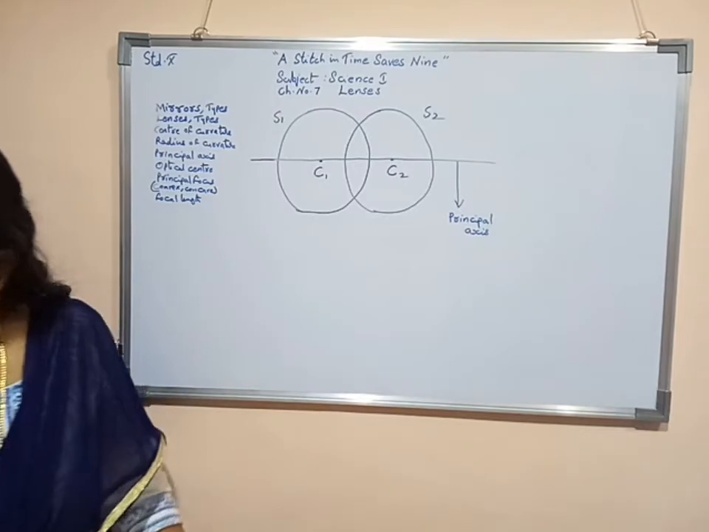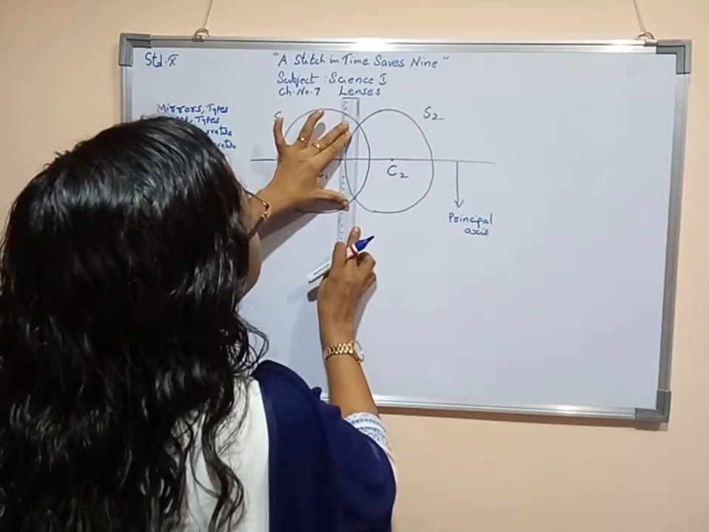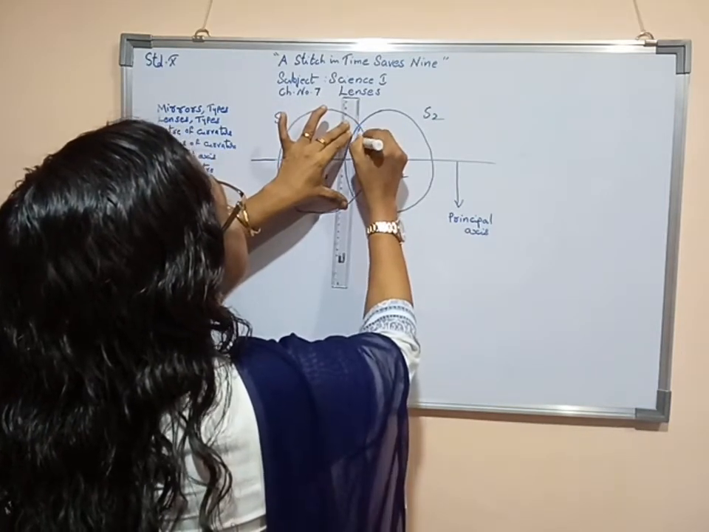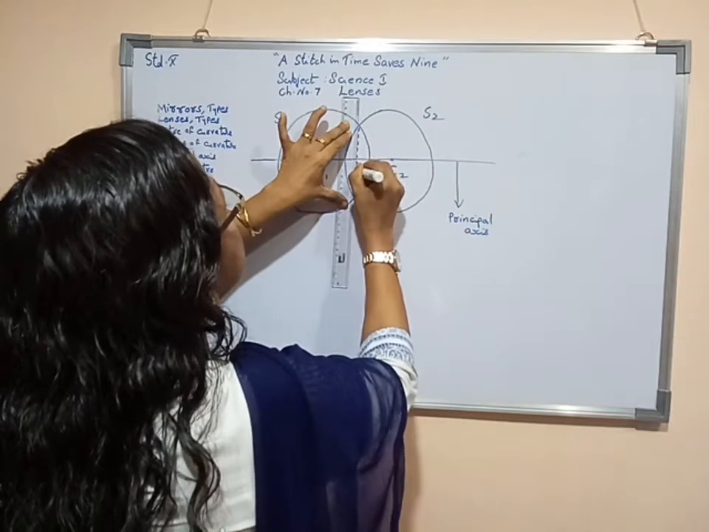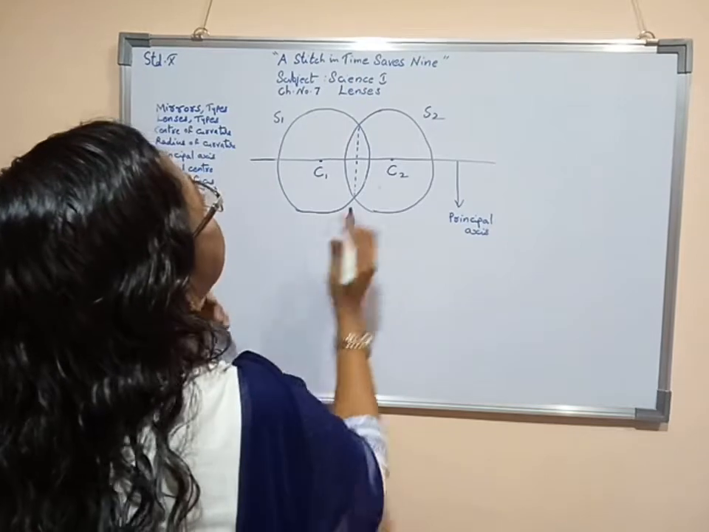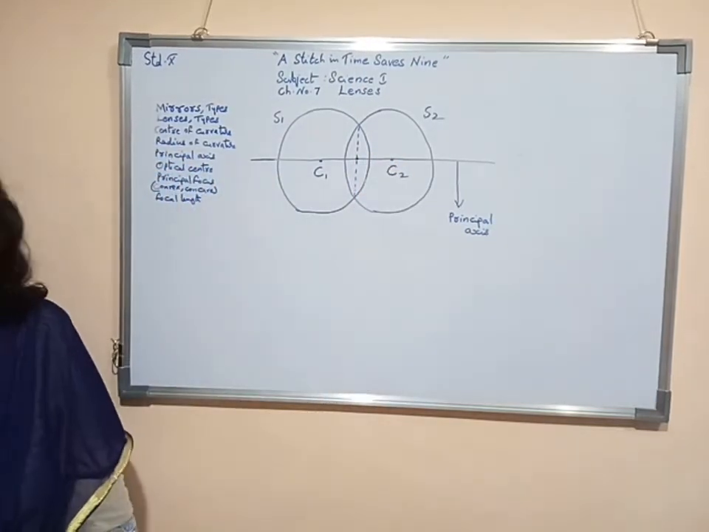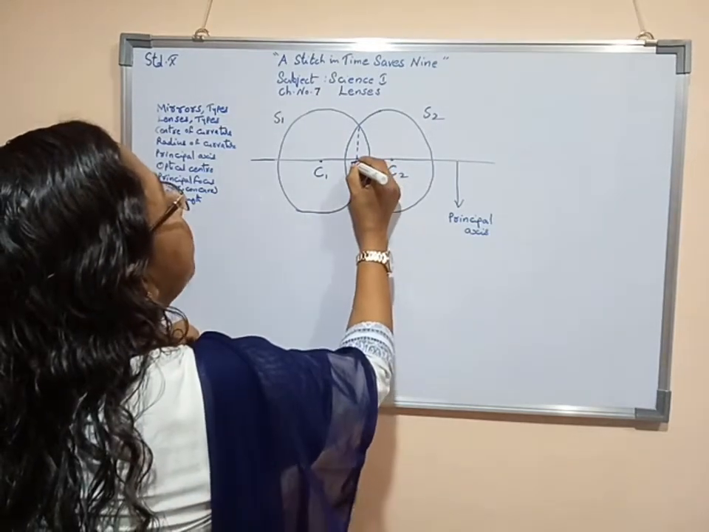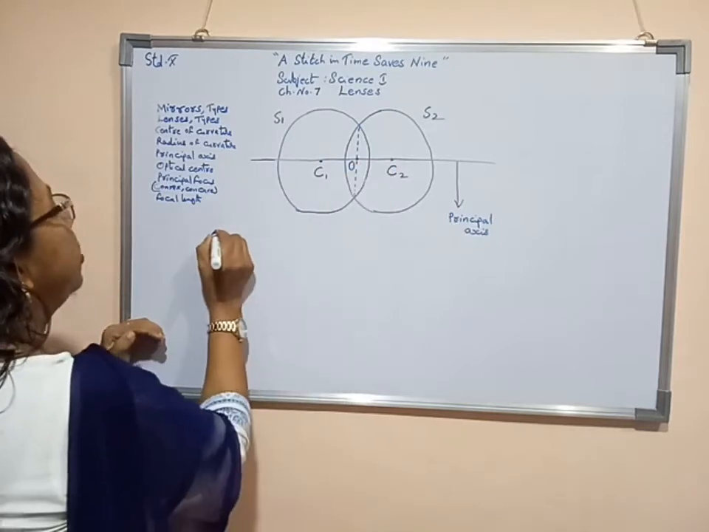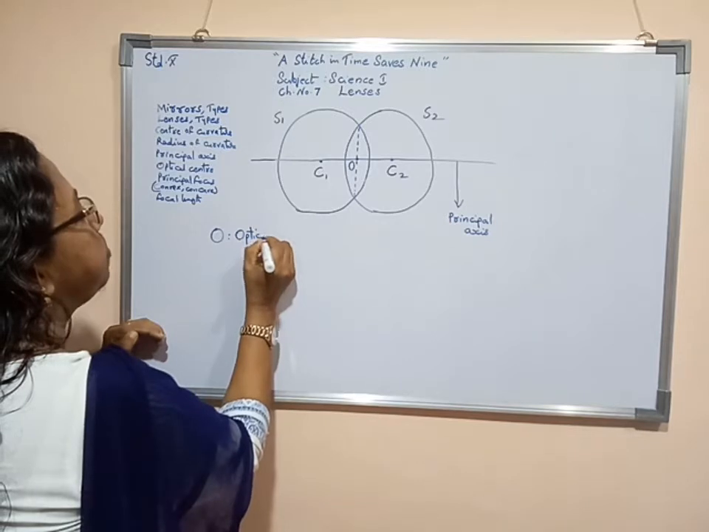Now I am drawing a straight line through both the edges of the lens. As a result of it, we will get the central point of the lens. The central point of the lens we can mark as O. Now this central point is known as the optical center of the lens.